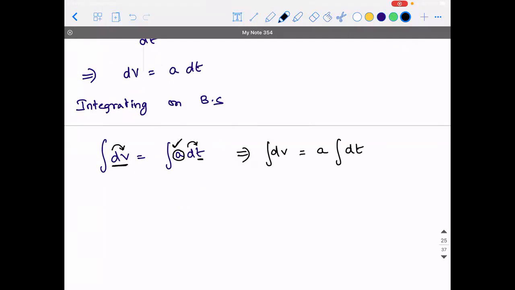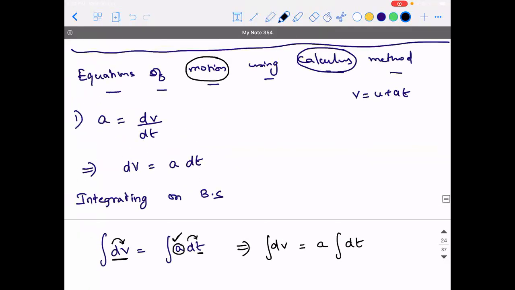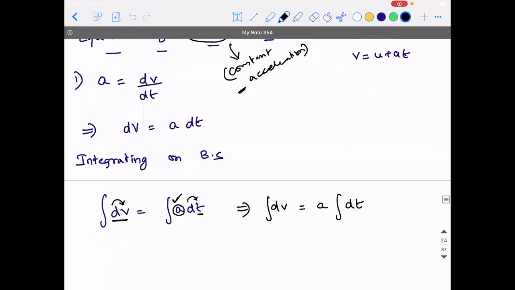Did you understand? Sir, how are you defining a as constant? Because these three equations of motion are applicable only under constant acceleration. What are we trying to do? We are trying to derive the equations of motion using the calculus method. So all these equations of motion, you're deriving for constant acceleration. If not, you cannot take a out. Please make a note of this point. All these three equations are applicable only under that scenario, and the reason being, only if the acceleration is constant can you take it out of the integral, or else you cannot take it.